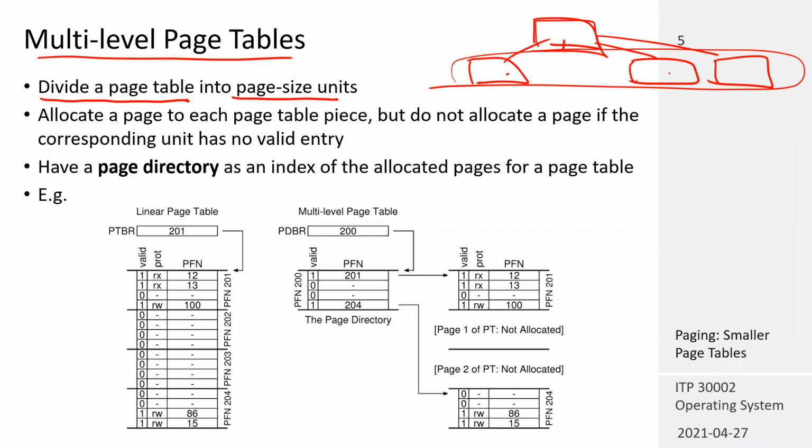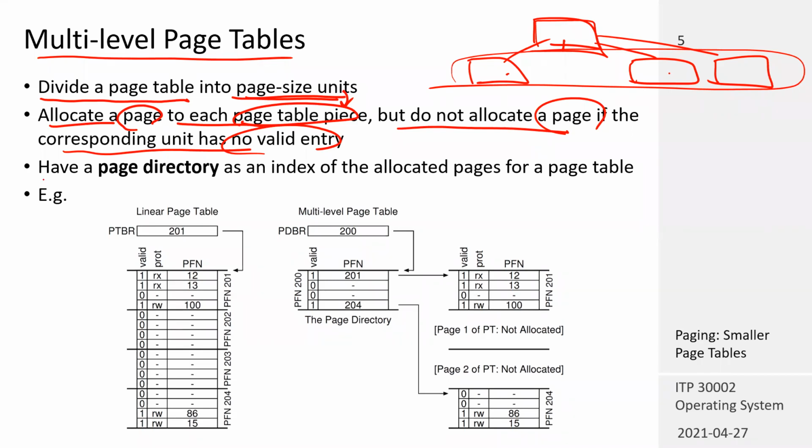So it would be better to manage them while considering the size of the pages. So just segregate it and allocate a page to each page table piece, each page table unit. Okay? But do not allocate a page, do not give actual memory, if the corresponding unit has no valid entry. Why? Because whole continuous regions are not in use, which happens commonly in a page table.